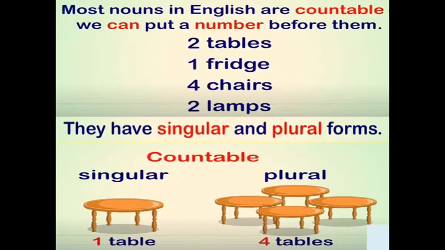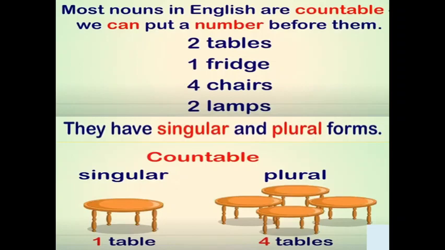Most nouns in English are countable. We can put a number before them. In the English language there are nouns which we can count. For example, table. If there is one table, we say one table. If there are two or more than two tables, we add the number before that. For example, fridge. One fridge, two, three, four, five. These are the numbers which we add before that noun. Chair, four chairs. Lamps, two lamps. So these are the numbers. When we put the number in front of the nouns, they are called countable nouns.